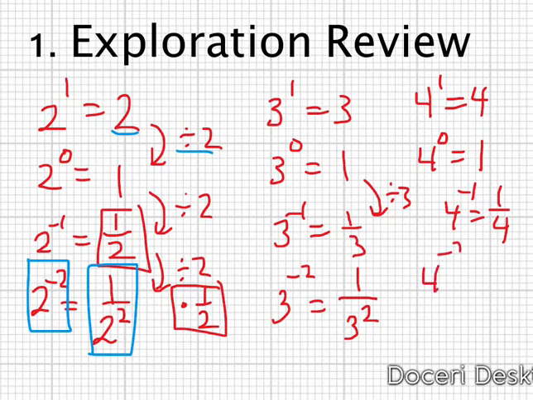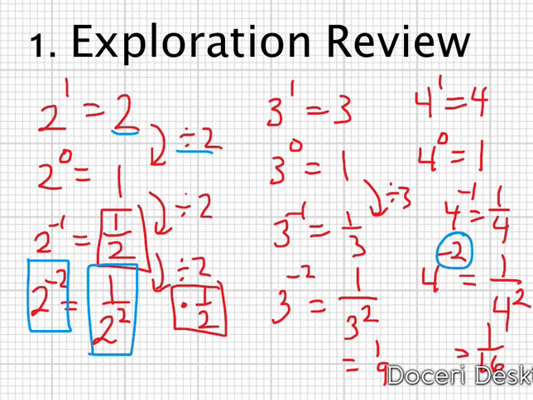So if I have 4 to the negative 2, it's got to cross the line because I got to resolve that negative exponent. So when I cross the line, now it's 1 over 4, but it's got to change the sign. So 1 over 4 squared, which is going to be 1 over 16. And 1 over 3 squared is 1 over 9. So that's basically negative exponents.